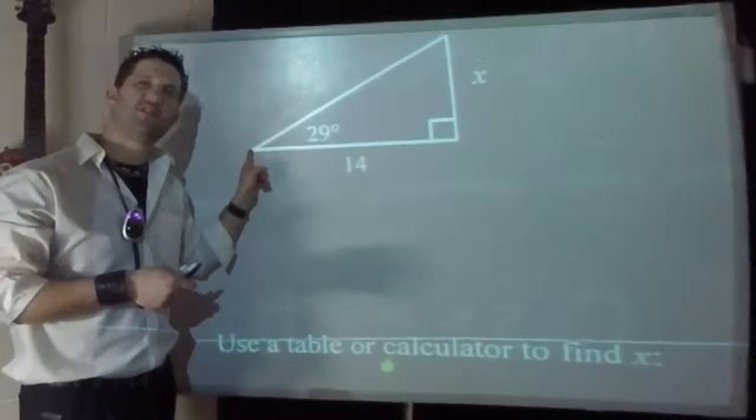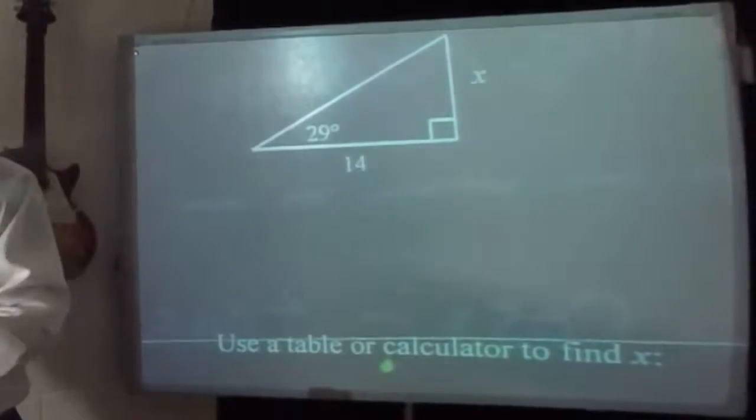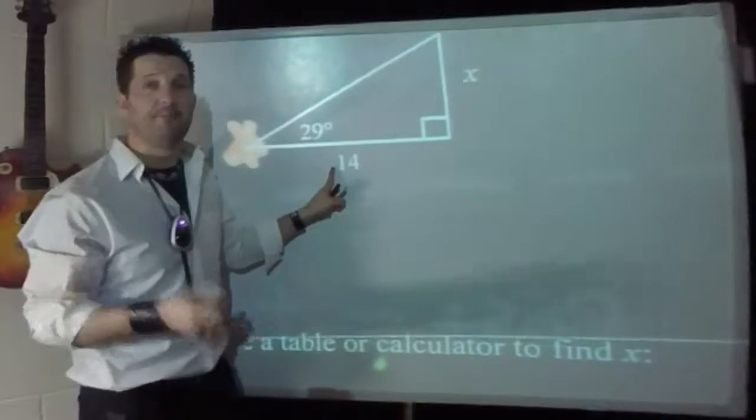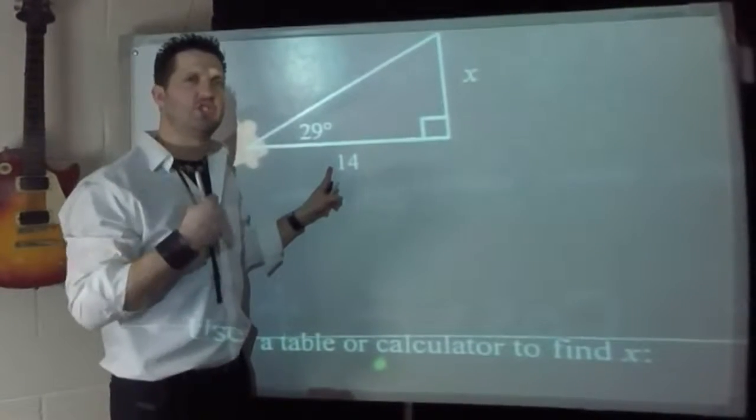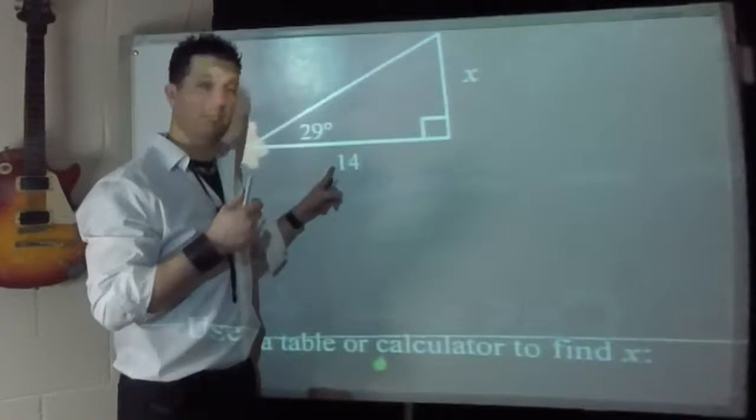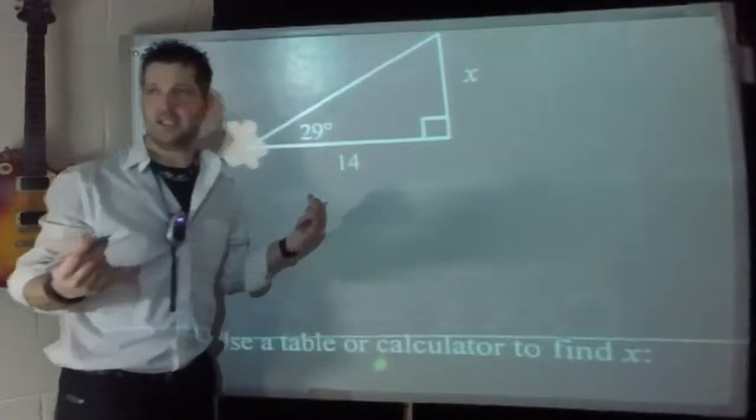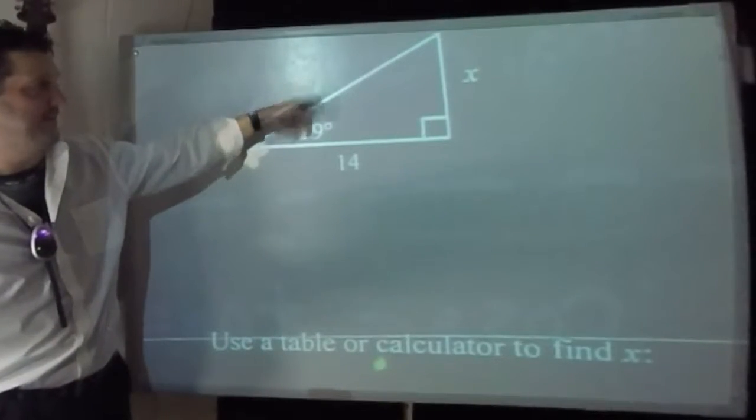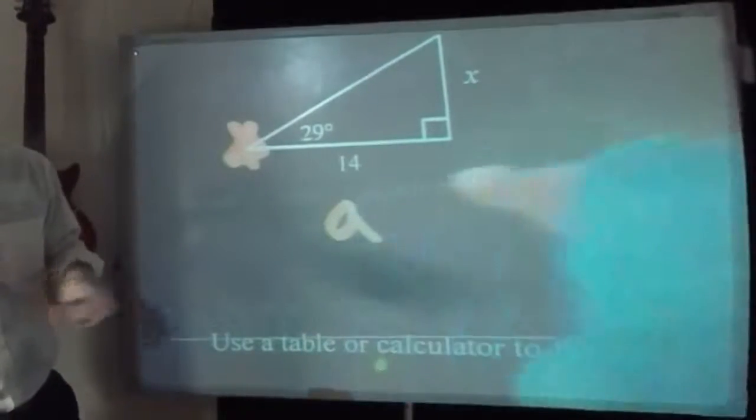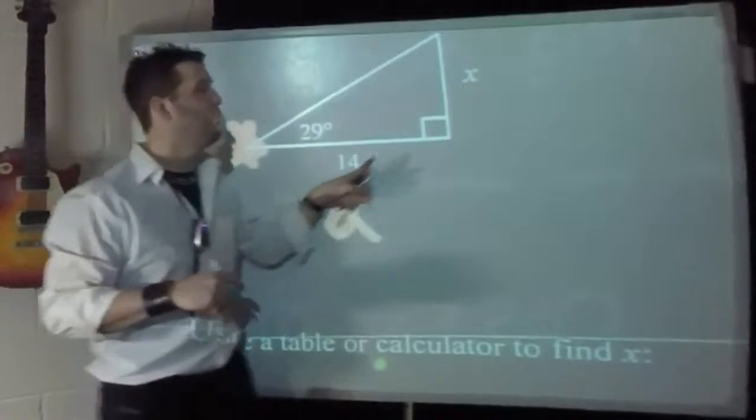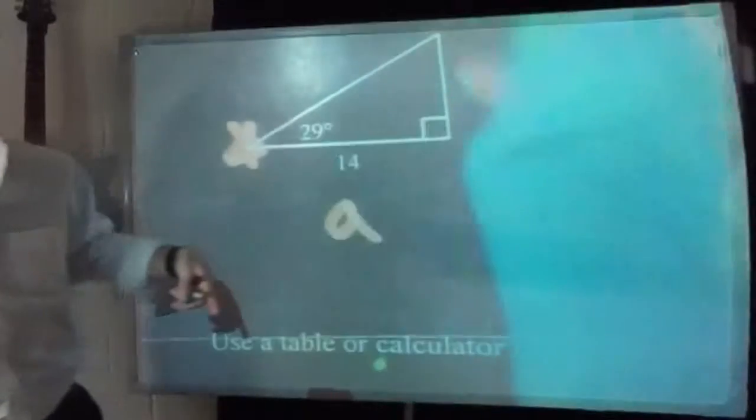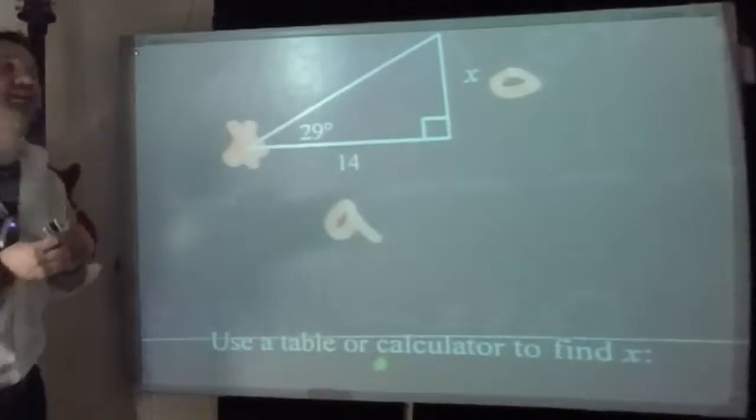So first off, little star right here to remind your eyes where you're at. You're here. That 14, is it an O, an A, or an H? A. It's adjacent, isn't it? You're adjacent to both of these, but that's the hypotenuse up here. So this must be the A. What you want is over here. What letter is that? O-P-P. O. There's your O-P-P.